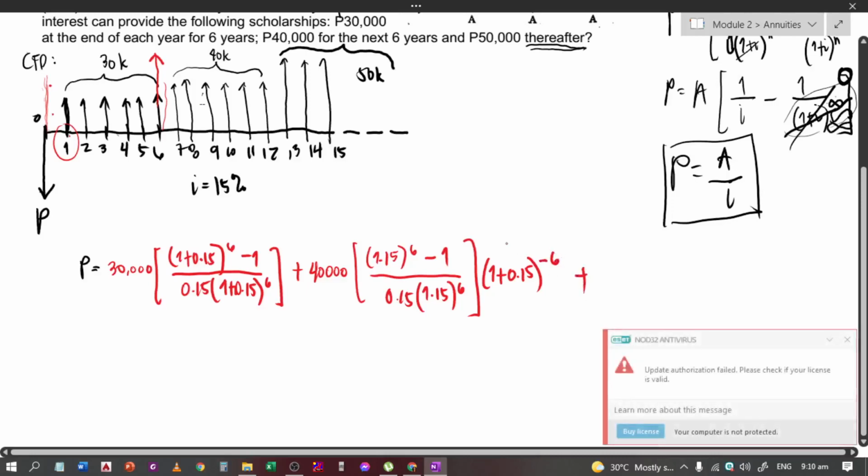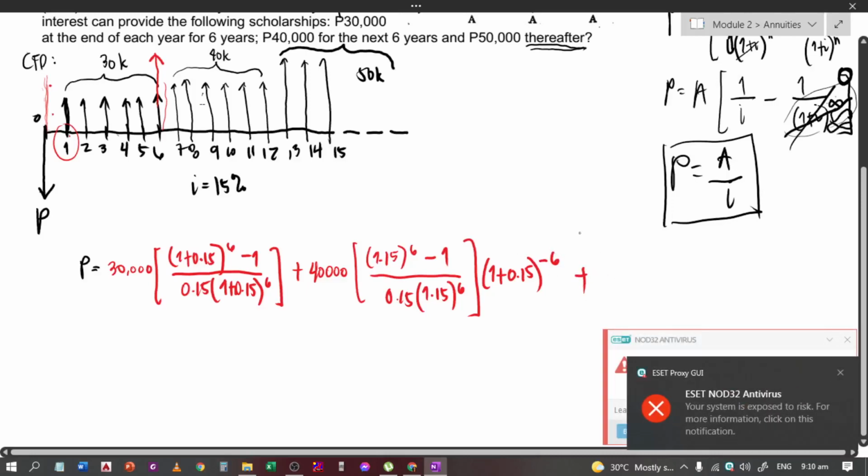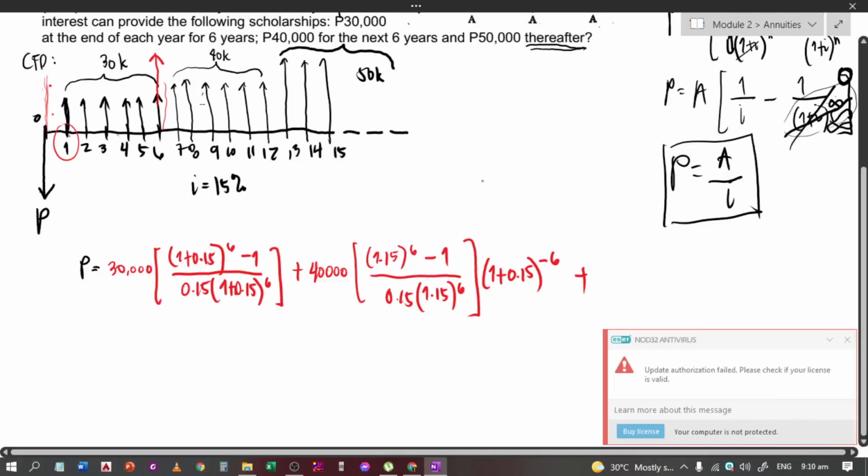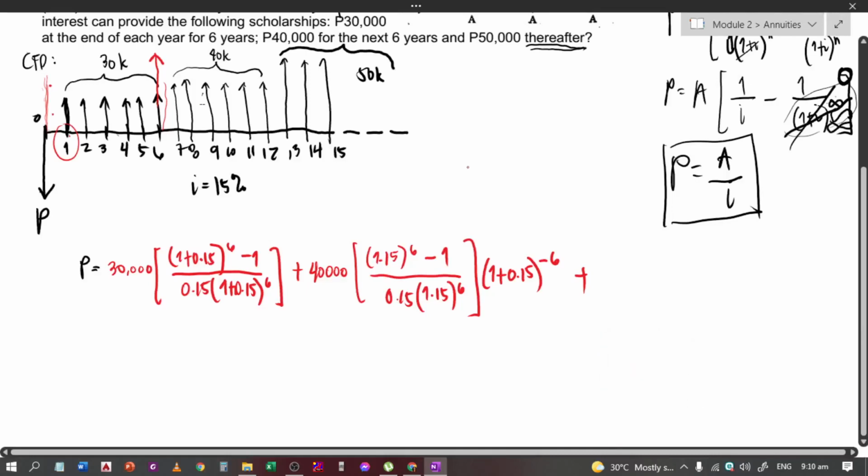Next, ang 50,000 na payment natin. So again, itong 50,000 continues indefinitely. Ibig sabihin, siya ay perpetuity. So to get the value of the present worth of these payments, yan ay A over I lang. So ito yan. Present worth nga is A over I. So ang A dyan, ang annuity is yung 50,000. Ang I natin is 15%.